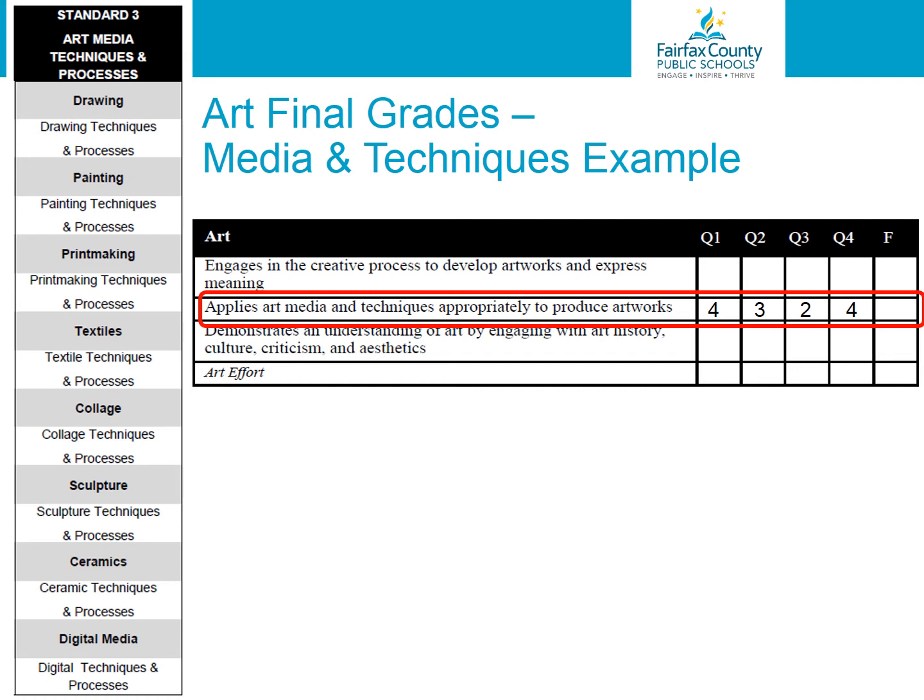During the other 3 quarters, however, she usually demonstrated a general understanding of media techniques in some areas and a thorough understanding in other areas. Her final grade would likely be a 3, but could also be a 4. The teacher would need to be able to justify either grade with specific examples.